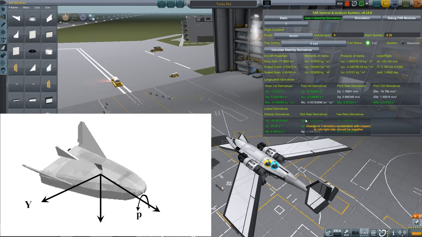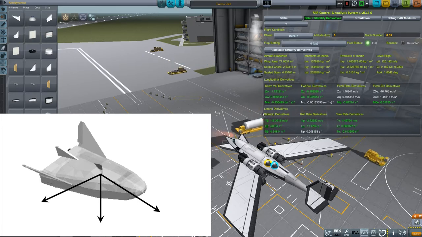YP is how fast rolling will make you turn. NP is the tiny amount of yaw that rolling will induce. These three are also important values that are a common headache to people designing planes for flying at high altitudes.